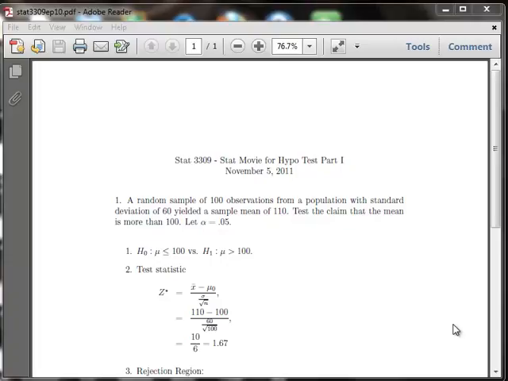Now the key sentence in here is the one that starts out with "test the claim." As soon as you see that, you know that's a hypothesis testing question. And then the rest of it gives you one of the hypotheses, very often the H1. So in this case, the mean is more than 100.